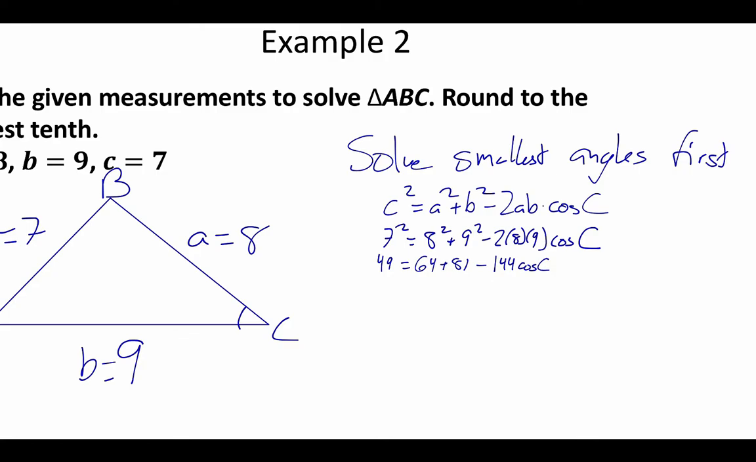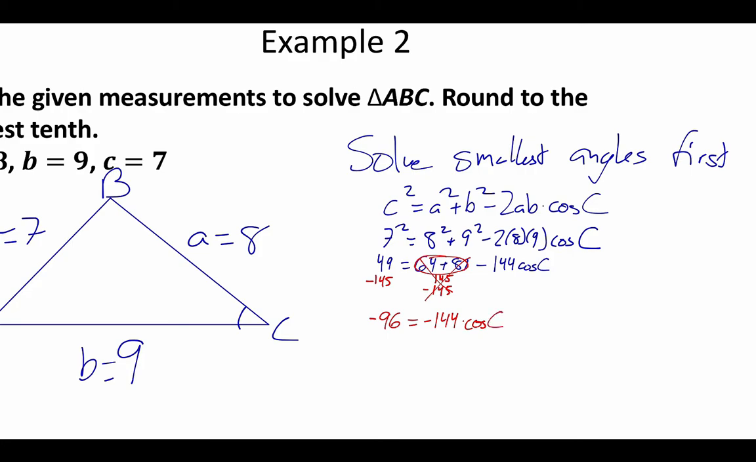Now, I'm going to do 2 steps at once. 64 plus 81 is 145, but let's just subtract that 145 from both sides. 49 minus 145 gives us negative 96. On the other side, that's going to cancel out. We're going to be left with just negative 144 times the cosine of angle C.